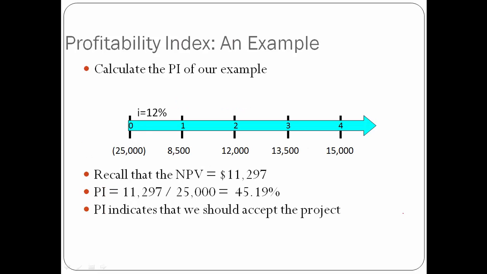If we are looking at the same project that we used before, we calculated NPV as 1197. So now to calculate the profitability index, we simply use the NPV divided by the amount of initial investment, which is $25,000. So now we have the profitability index of 4.79%, and it's positive, so we should accept the project. This is a very simple concept based on NPV, and it measures the NPV per dollar of initial investment.